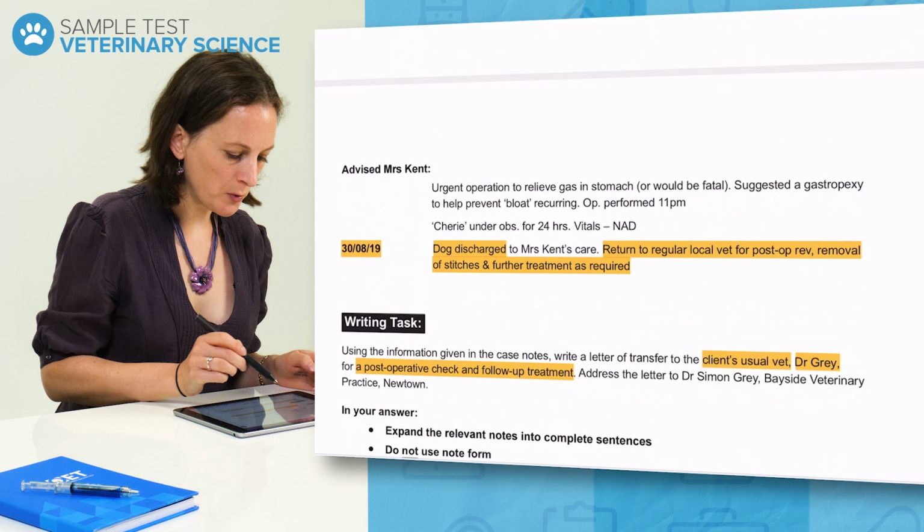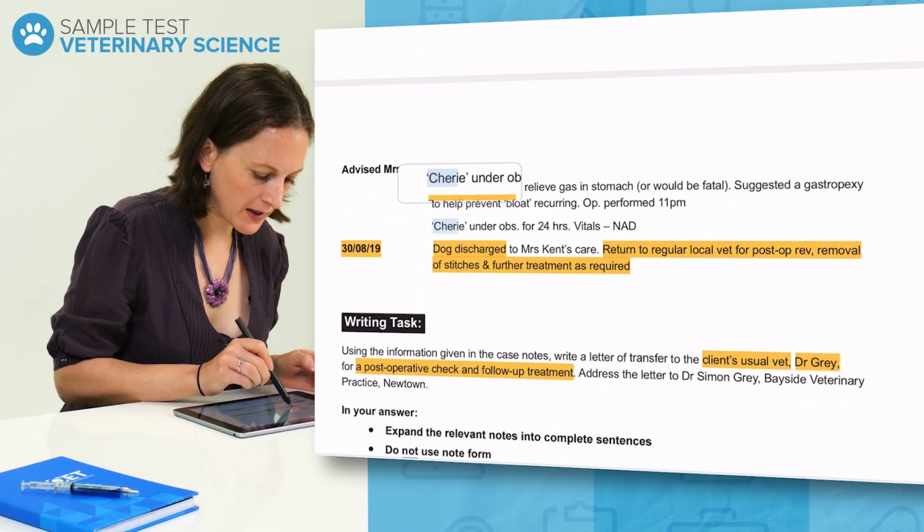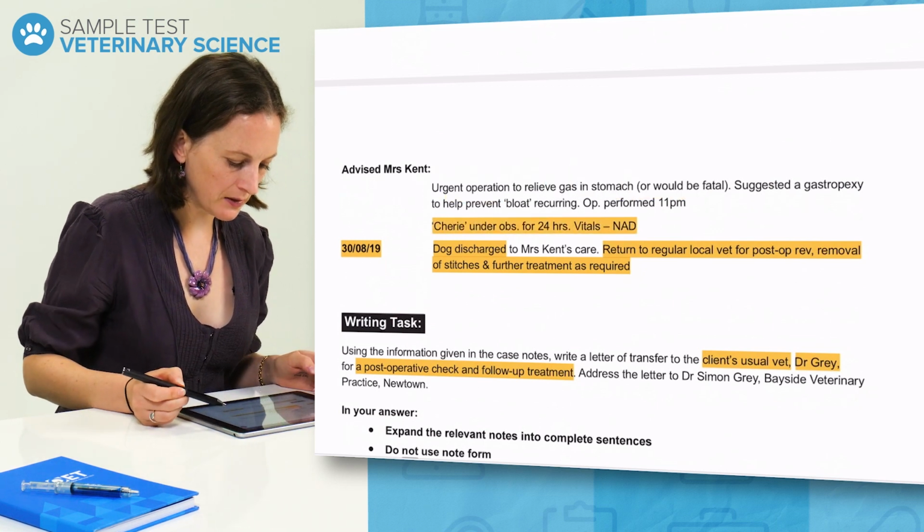In the section of advice provided to the owner, I notice that the first point is now irrelevant because the surgery was performed, but the 24 hours of observation and the vital signs now being normal are something that I will need to mention. Having reached the end of the case notes and talking myself through the situation, I now feel I have a good understanding of Cherie's history, but also how I'm going to structure my letter. If I still have time left out of the 5 minutes reading time, I would read through everything again carefully, reminding myself of the decisions I just made.